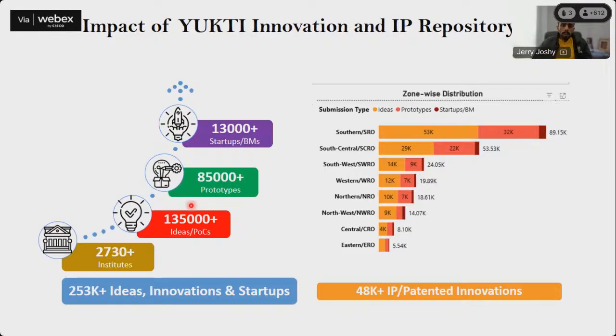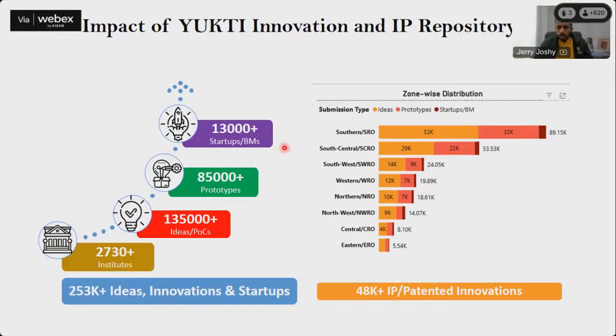Now let's look at the impact of the Innovation and IP repository. As of today, we have almost 253K plus ideas, innovations, or startups which are coming out from 2,730 plus institutions. If you look at the large number of institutions that are already onboarded with IIC, we have almost 14,000 plus institutions, but only 2,730 institutions are actively updating their details in the Yukti portal, through which almost 13,000 plus startup details, 85,000 plus prototype details, and 1,35,000 plus ideas or POCs are submitted inside the portal.